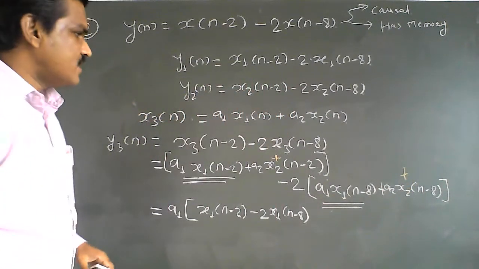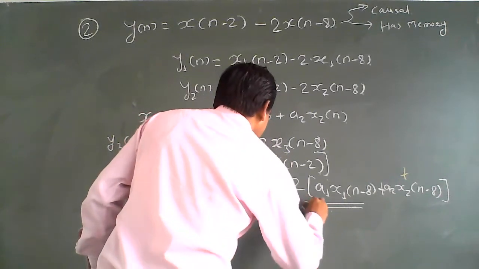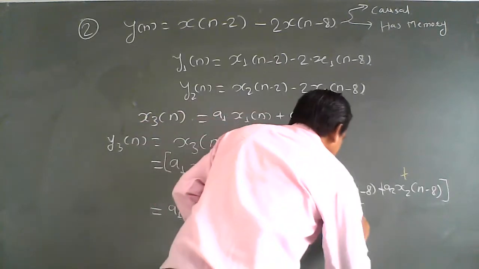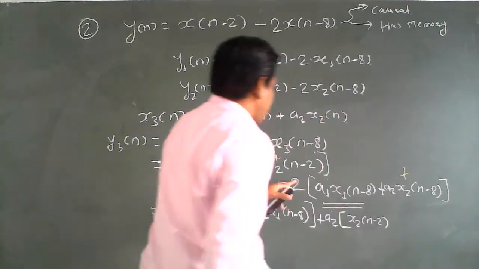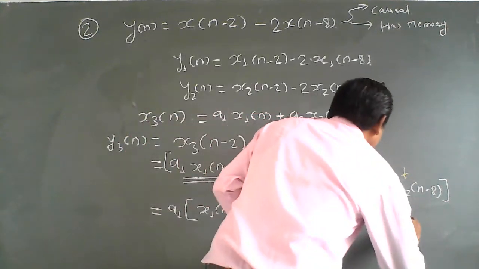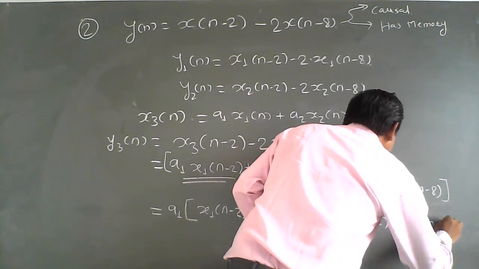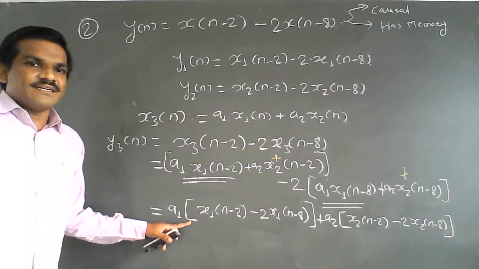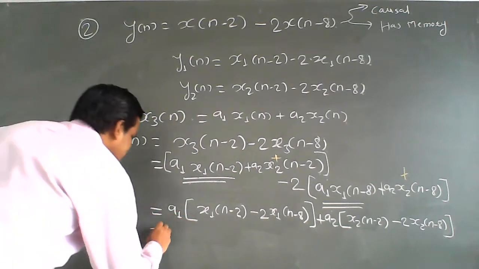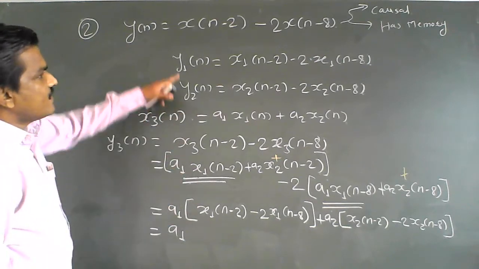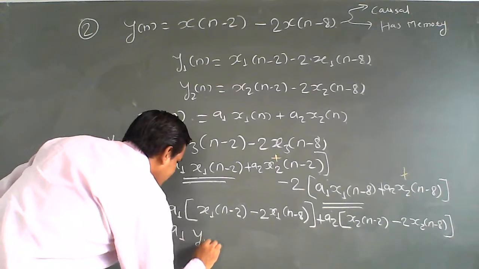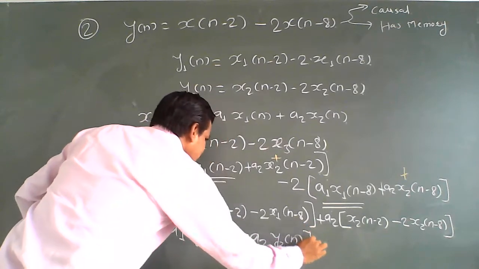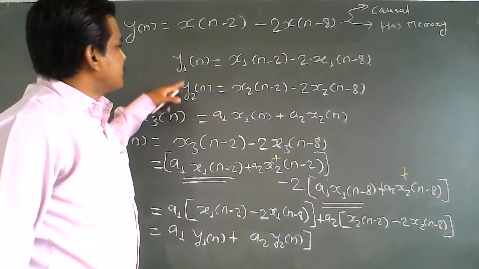So from these two terms I can say that plus a2 x2 of n minus 2, minus 2 x2 of n minus 8. Now what is this actually? Basically this is nothing but a1 y1 of n plus a2 y2 of n. This is y1 of n, this is y2 of n.